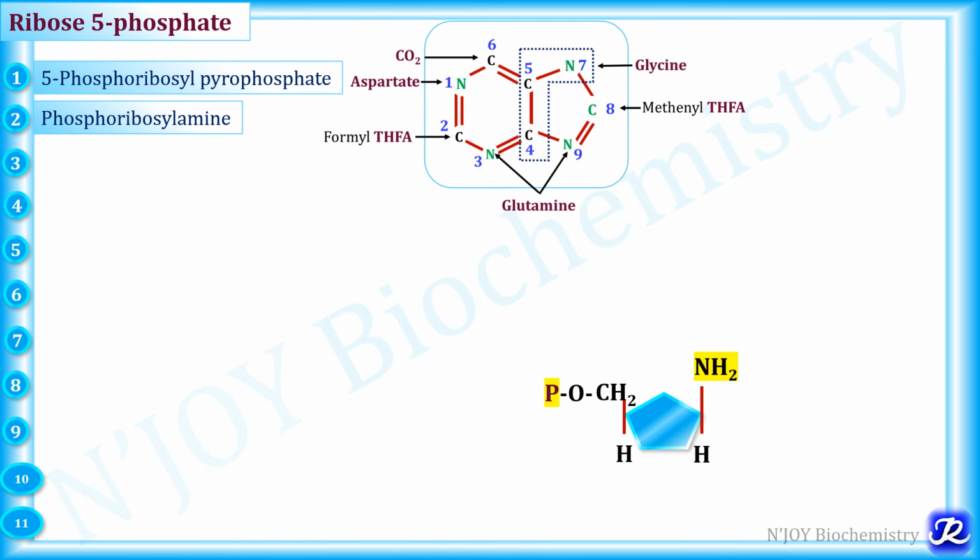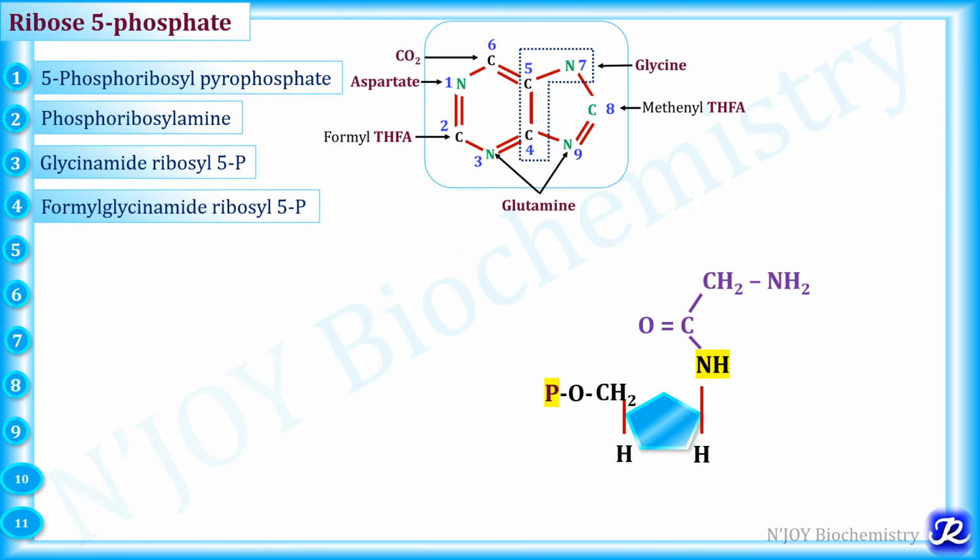Third step involves glycine and ATP. The glycine is responsible for contribution of C4, C5 and nitrogen 7. So there is formation of glycinamide ribosyl 5-phosphate. In the fourth step, there is formation of formyl glycinamide ribosyl 5-phosphate. Here the formyl group donor is methenyl tetrahydrofolate. It is responsible for contribution of carbon number 8.